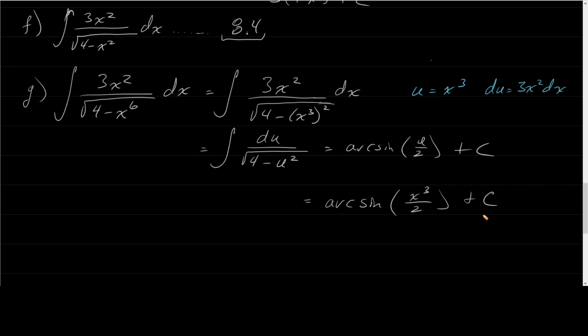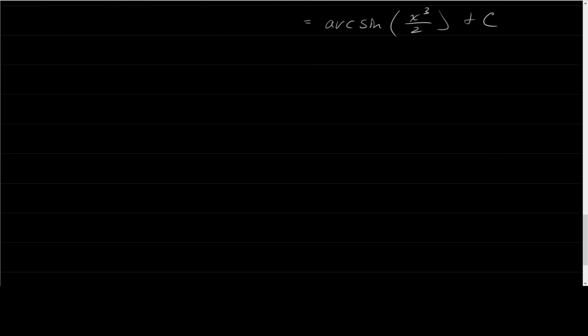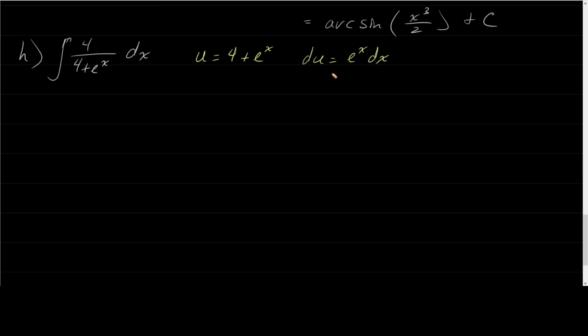Next one. So that was G. H. Let's say that I had something like the integral of 4 over 4 plus e to the x dx. Now, there are multiple ways of approaching this one. The most common way that people try to approach it at first is to say something like, let u be equal to the entire denominator, 4 plus e to the x. That would give us du being e to the x dx, right? Now, if we do that, let's see what happens here.